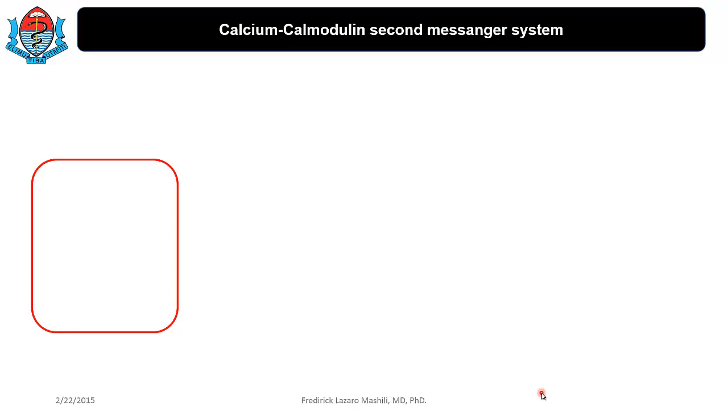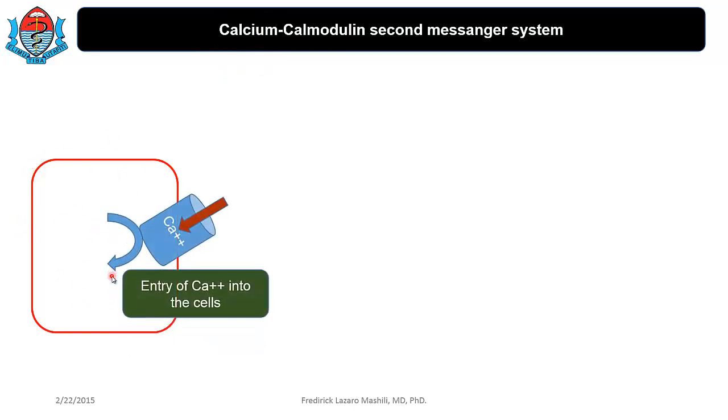So the last one, the calcium calmodulin second messenger system. As the name implies, you have calcium. So what happens is you have changes in permeability to calcium. So you have increased influx of calcium into the cells. You know that calcium has a lot of intracellular actions. But the question here is, what really brings about this increase in calcium permeability?